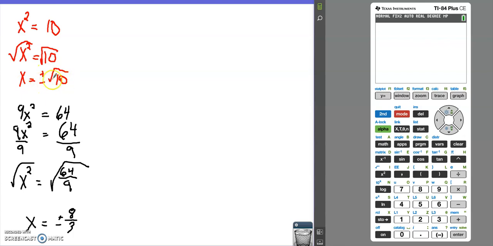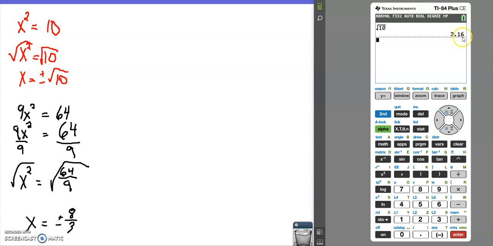So the exact answer is x equals plus or minus the square root of 10. If I ask you for the exact answer, this is the exact answer. But if I ask you to round to 2 decimal places, how do you do that? Well, here's the square root button right here on the calculator. So you go second square root, type in 10.